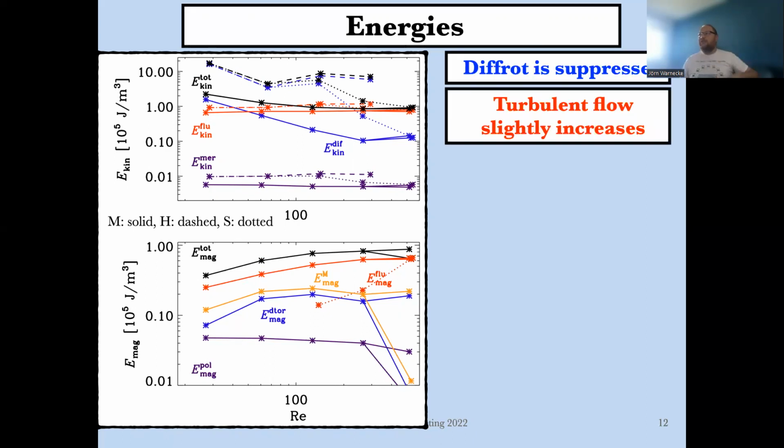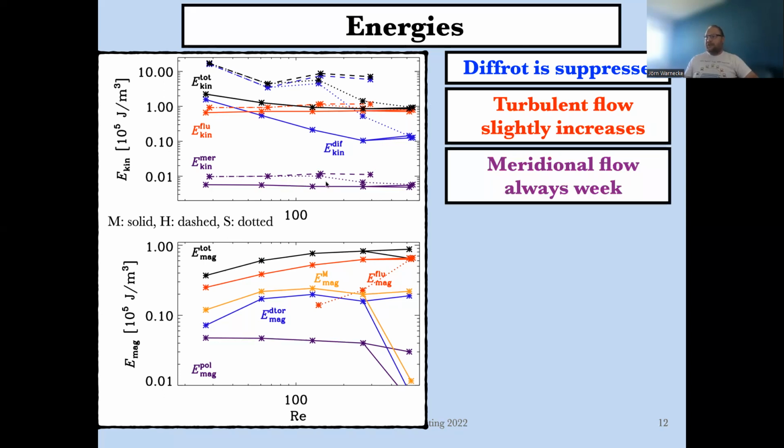The other point is that the turbulent flow, so the fluctuation of the kinetic energy, slightly increases with Reynolds number, so it does not seem to be affected by the magnetic field and the small scale dynamo. And the meridional circulation, meridional flow, is always weak. I think that's also an interesting point, because it has always been claimed, why in the simulation is the meridional circulation so weak and not important for your dynamo? This is related maybe to the Reynolds number, but we see even if you push the Reynolds number very high up, the meridional circulation is always weak.